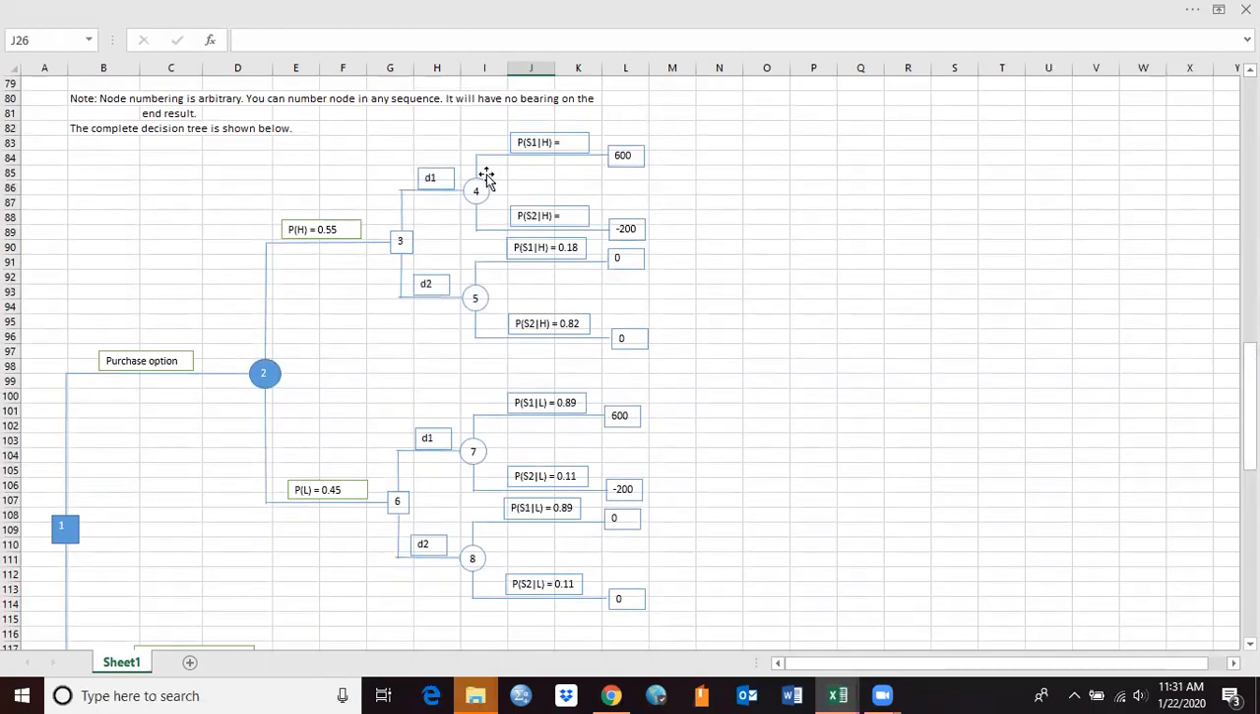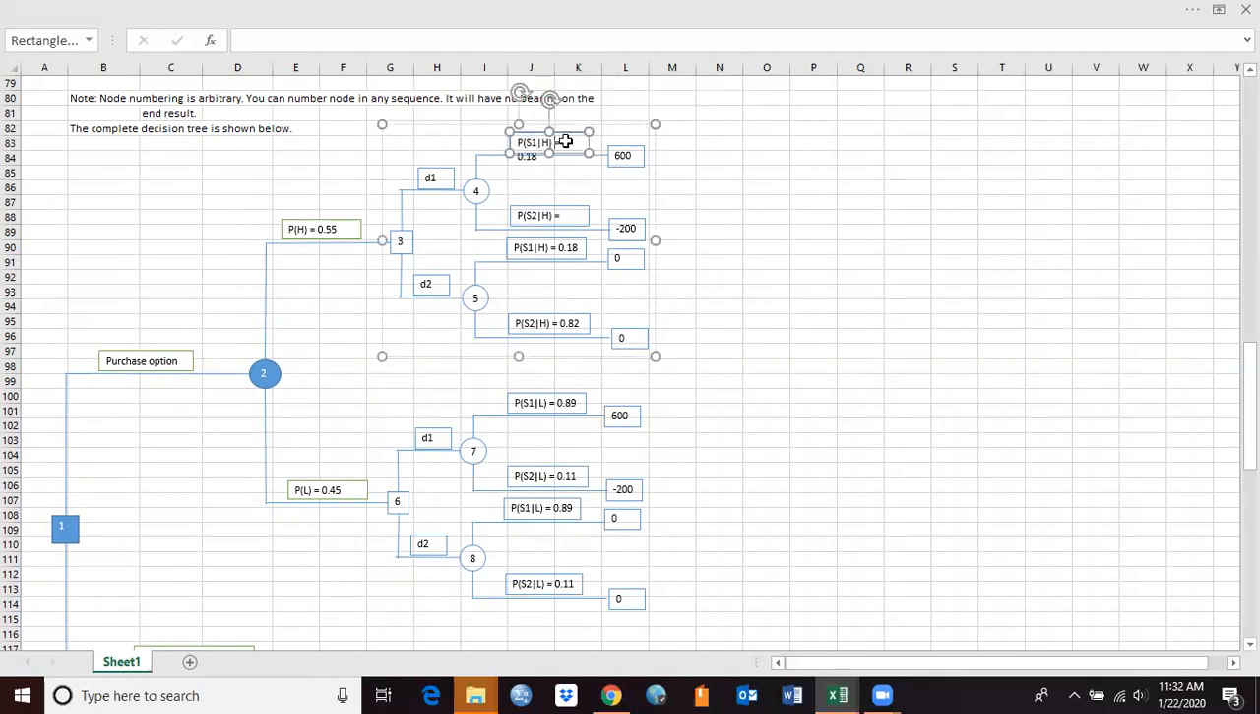So if you purchase the land, then this is the probability that the rezoning will be approved given higher resistance, and that will be the payoff here, 600. And this is the probability that rezoning will be rejected given higher resistance, and it's going to be -$200,000 here. Likewise here, the probability of rezoning being approved given higher resistance is 18%. The payoff is 0 because the investor is not buying the land in this decision alternative. Likewise here it is going to be 0 as well. So here I need to put in the value.